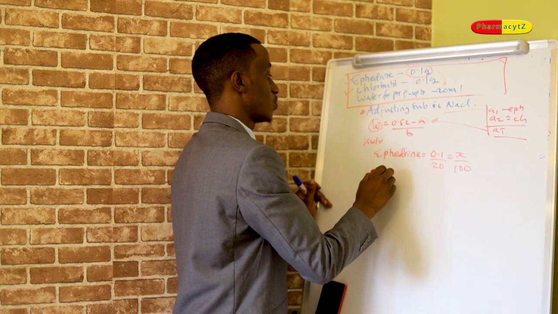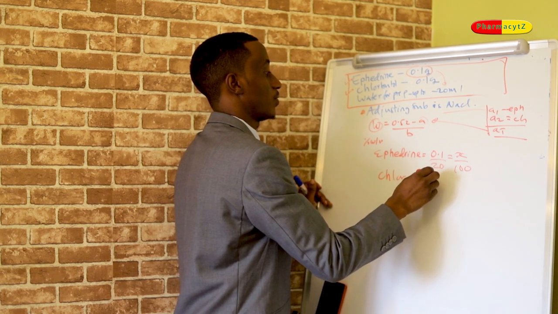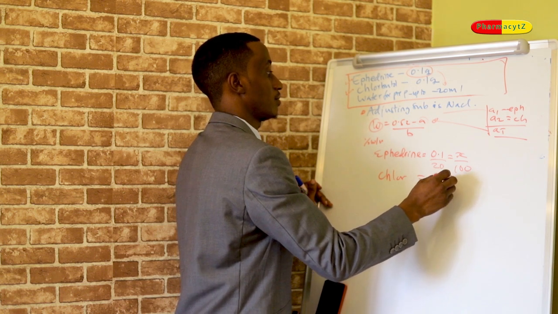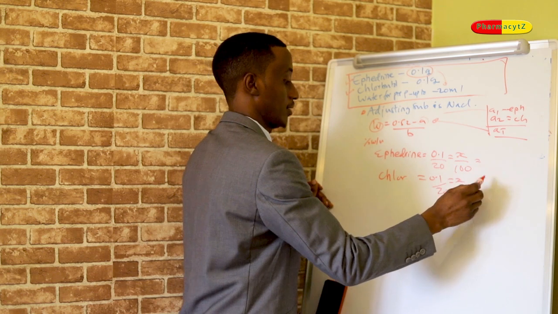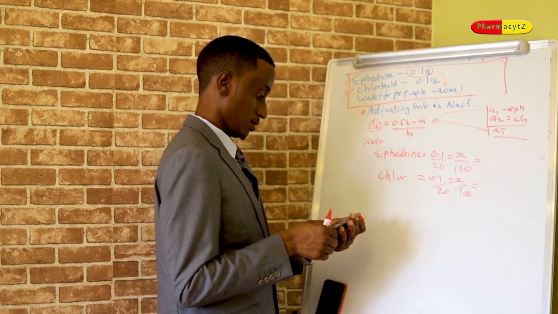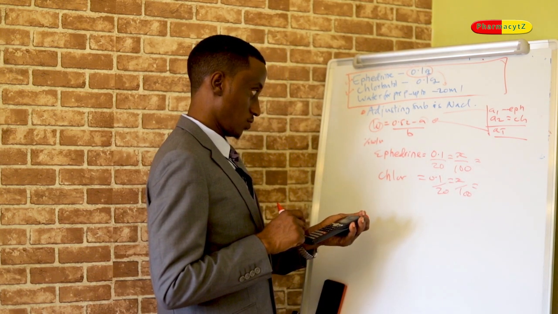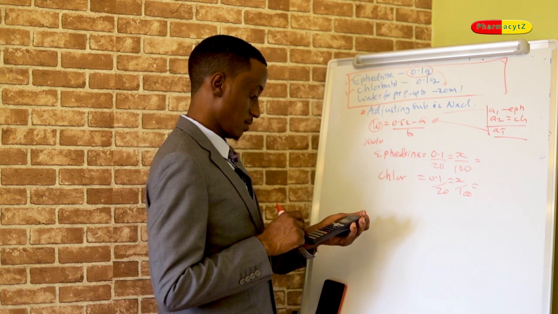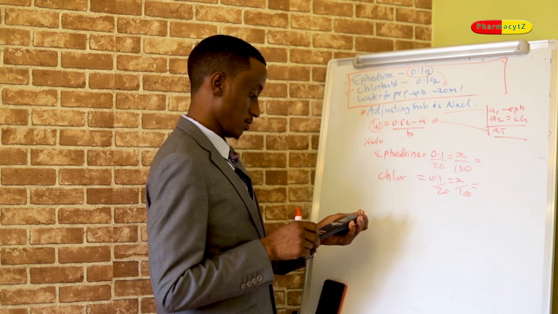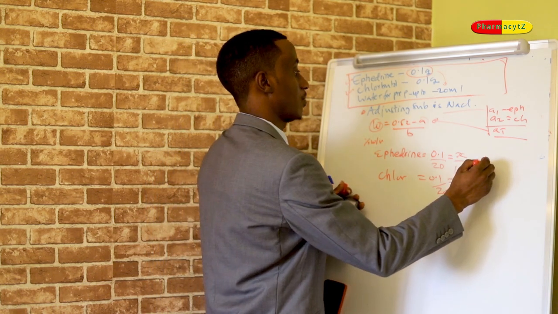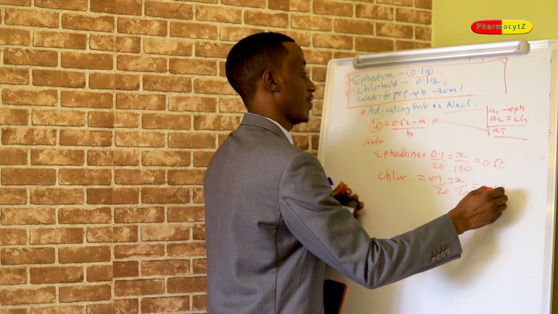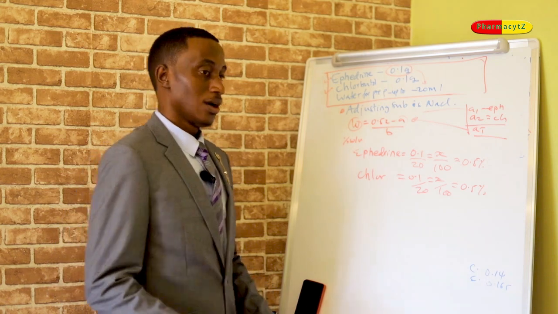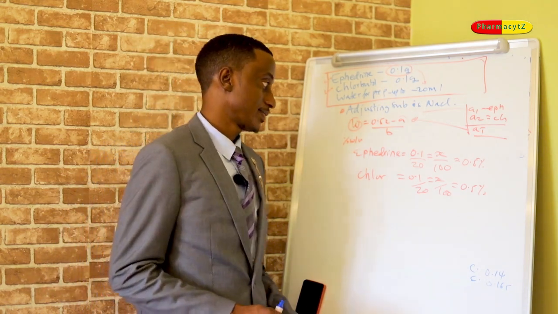When it comes to chlorbutyl, 0.1 was in 20 ml. How much is in 100? This is 0.5%. Okay, now let us proceed.